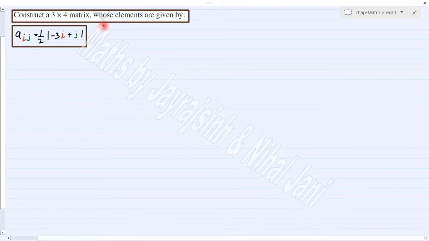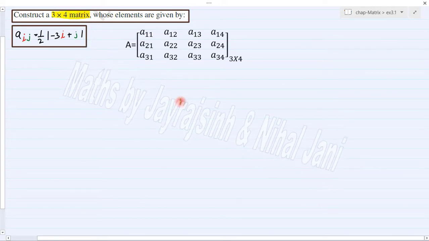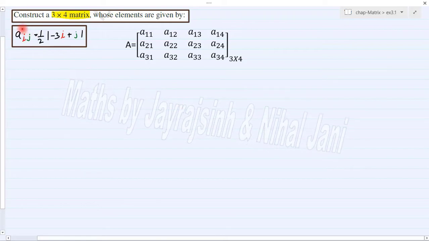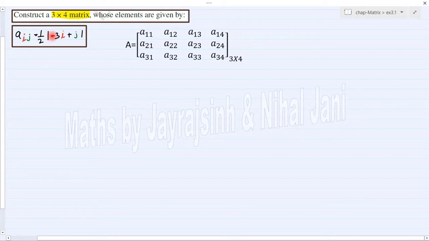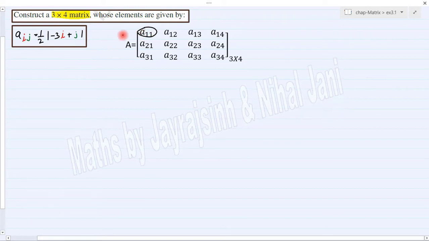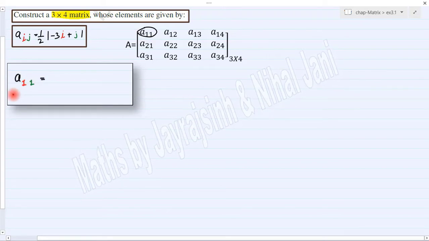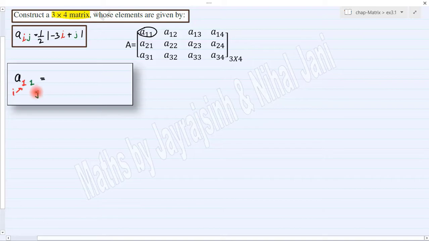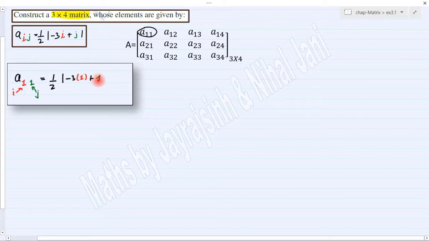In this question, we have to construct a 3 cross 4 matrix. So let's consider a 3 cross 4 matrix whose elements can be found using this formula: Aij is equal to 1 by 2 mod of minus 3i plus j. So without wasting time, let's quickly find the first element, which is A11. That means i will be 1 and j will also be 1. So we will get 1 by 2 mod of minus 3 times 1 plus 1, which will give us 1.